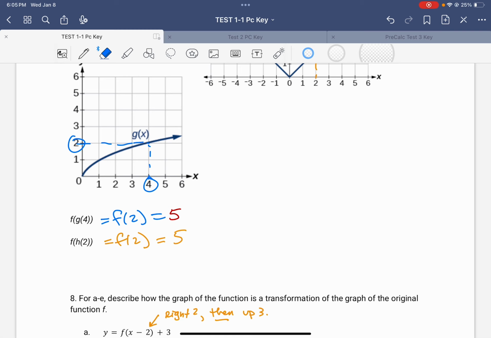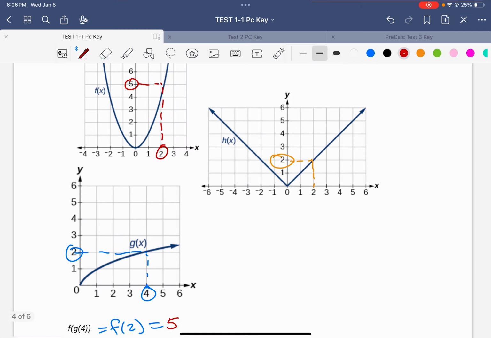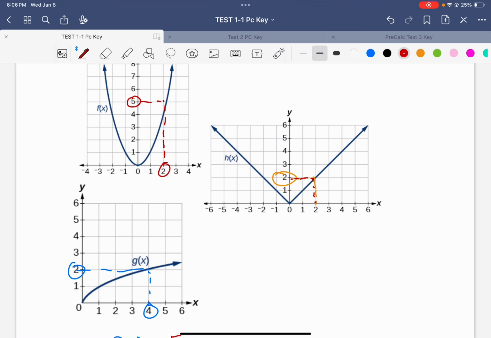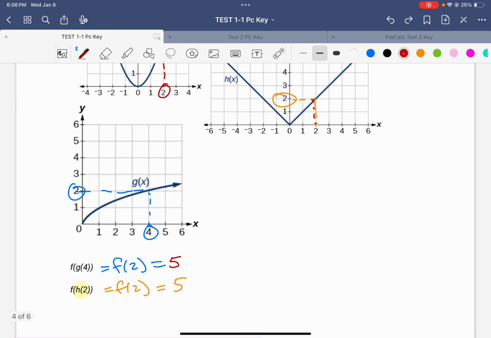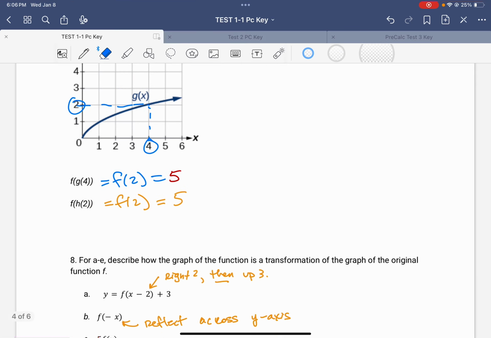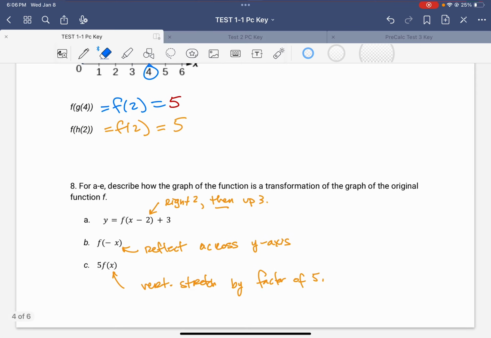Similarly, if I want to find f of h of 2, I find out what h of 2 is. So that means on my h graph, I look at 2 and I get out 2. Put in 2, get out 2. Well, then I go to my f graph and do f of 2, so I get 5.